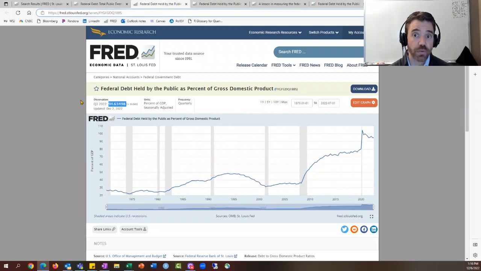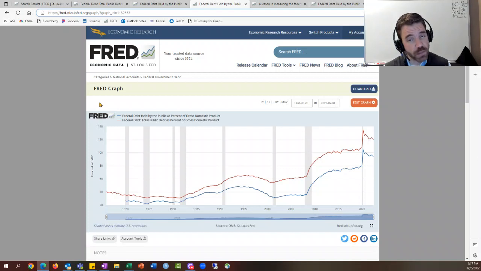There's another one that was on that long list of items. Federal debt held by the public as a percent of gross domestic product, and that most recent data point is about 95%. Now those two sounded awfully similar, and they look similar. In fact, when you overlay them, their movements are almost identical. Which one should you use, the blue or the red?